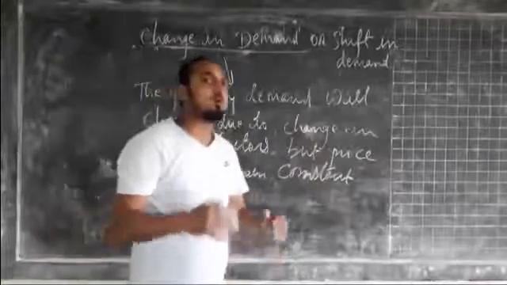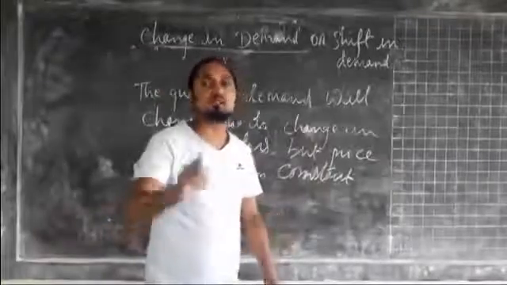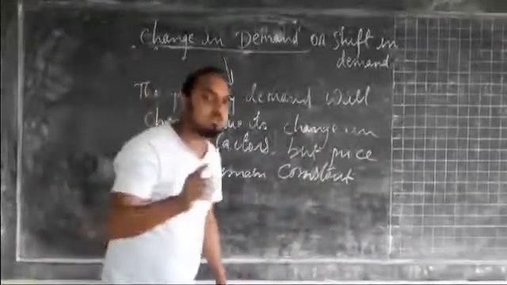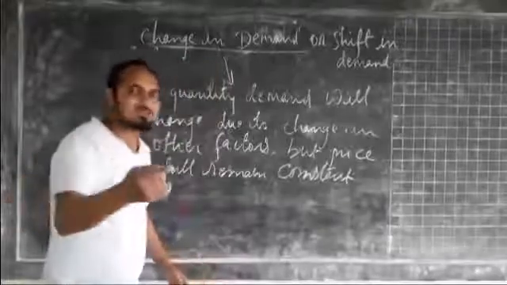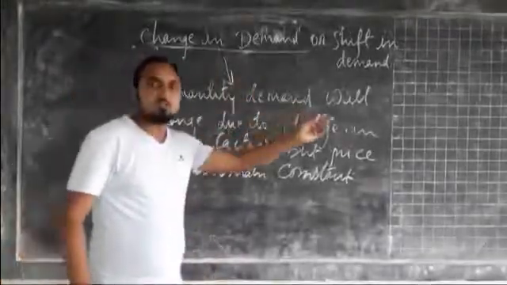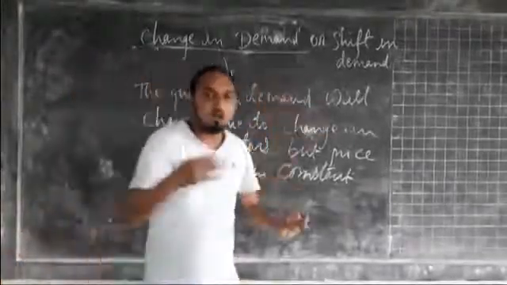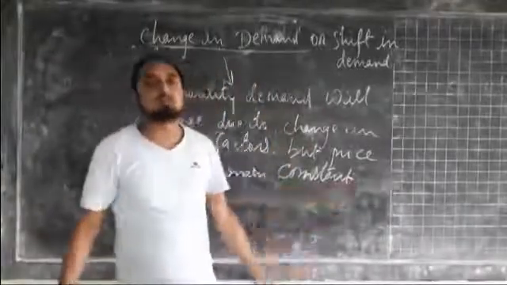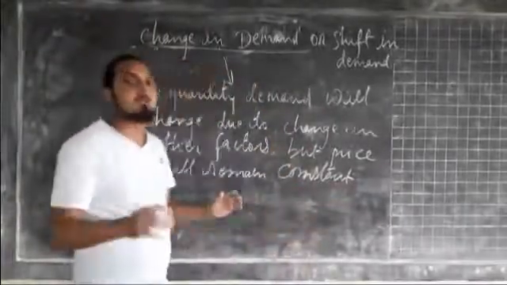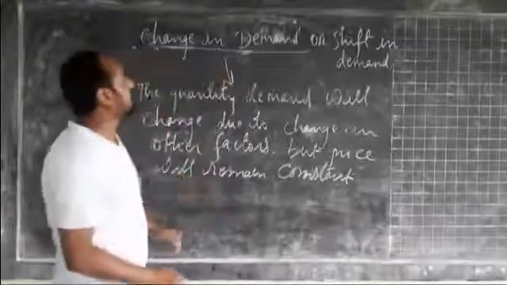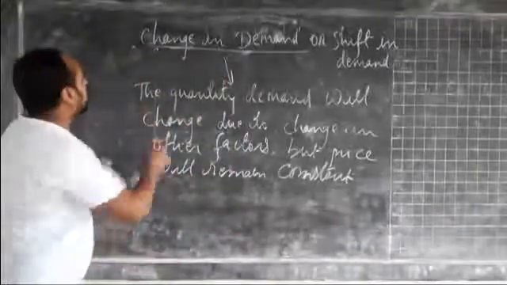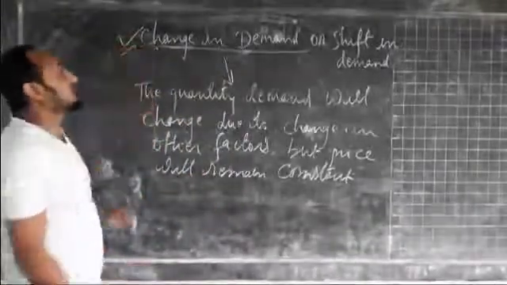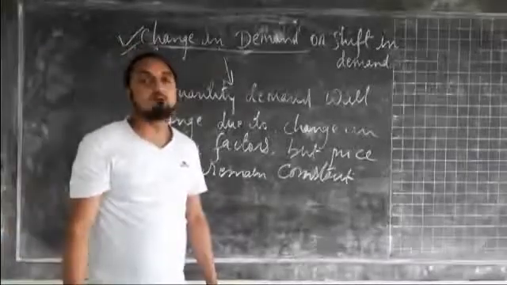So here the quantity demanded is changing not due to change in price, but due to change in other factors, as we have already discussed. Income of the consumer is one of the factors. Then credit facility is there, government policy is there. So these are all the factors, and due to that the quantity demand will change, and that concept is known as change in demand or shift in demand.